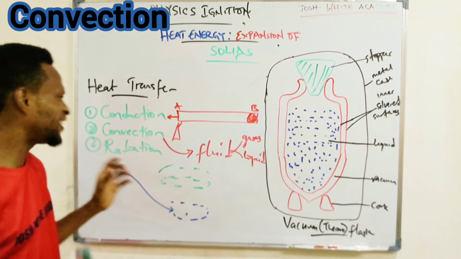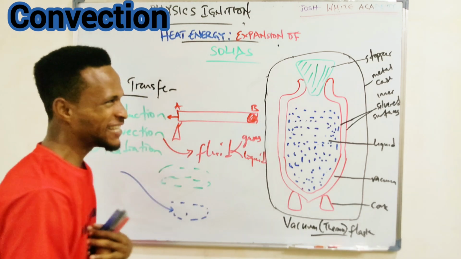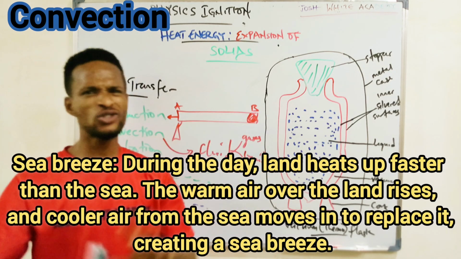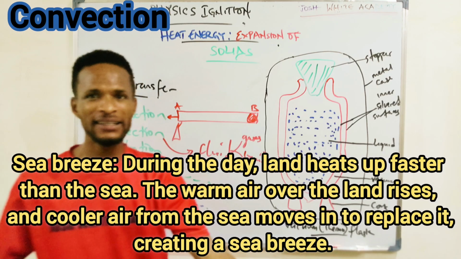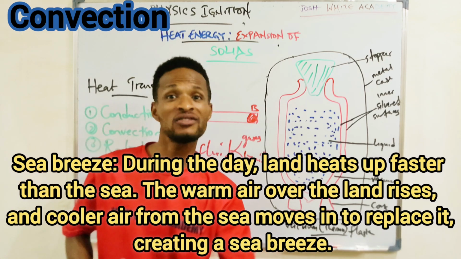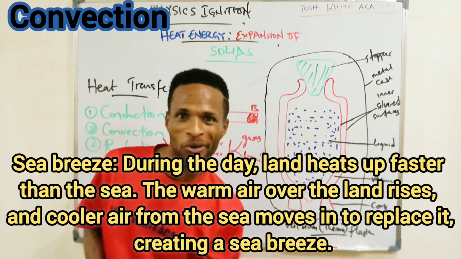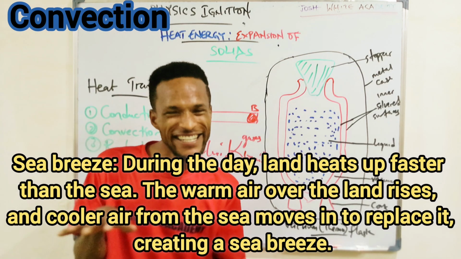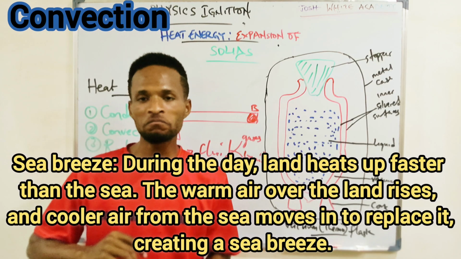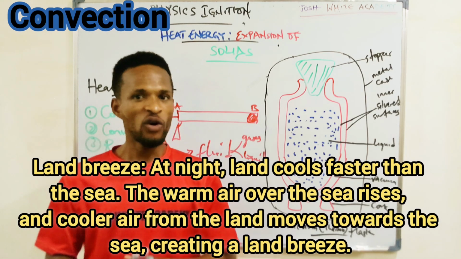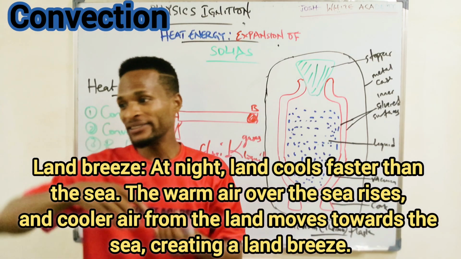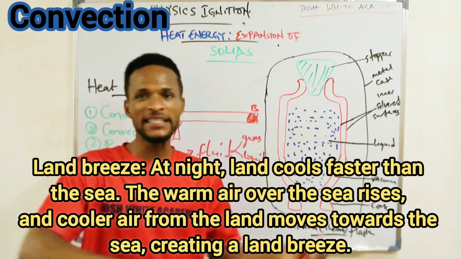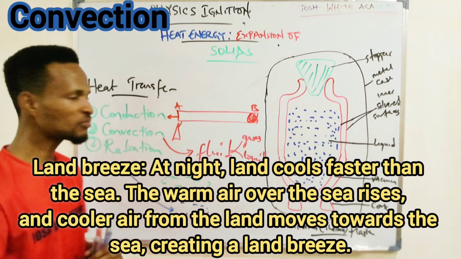Another natural application of convection is in the land and sea breeze. During hot times and in summer, the land becomes hot because of the heat of the sun, whereas the water in the day still remains cold, which is reversed in the night, where the land becomes cool and the water becomes warm. So land breeze and sea breeze, this is convection.